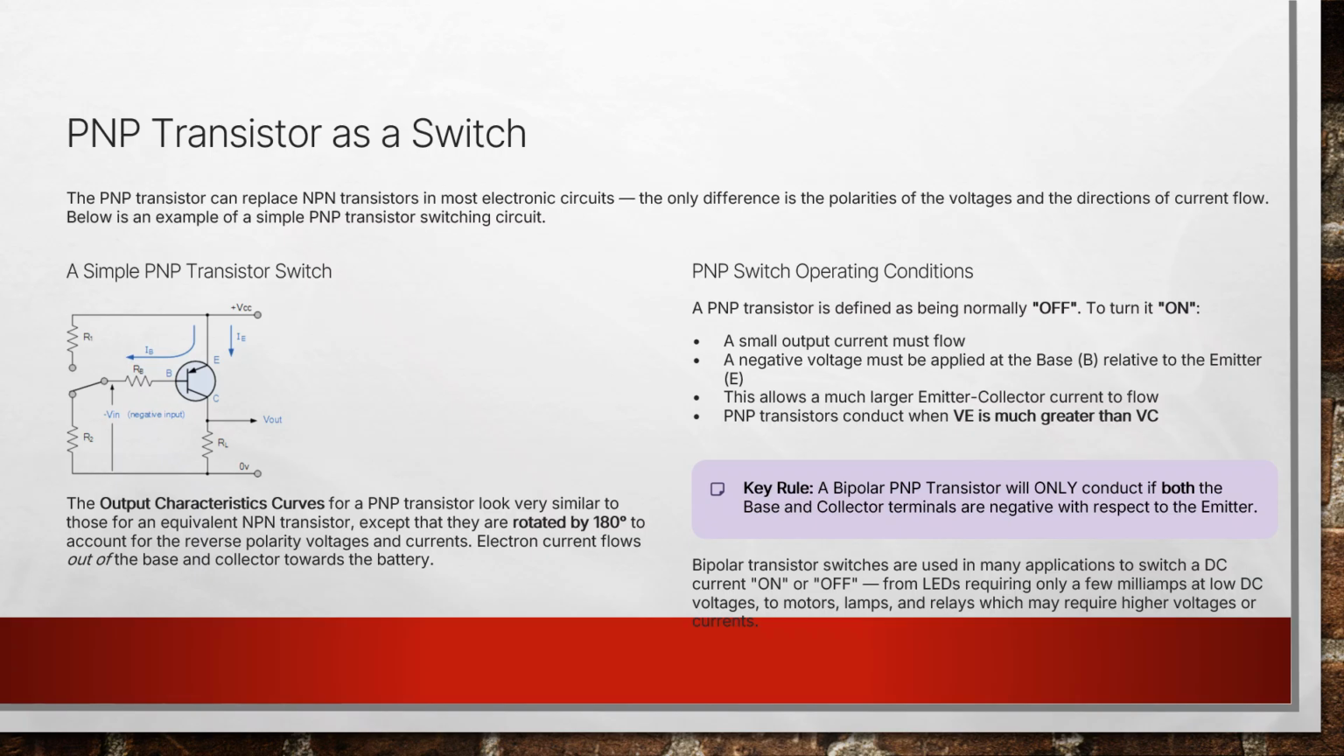PNP transistors conduct when VE is much greater than VC. Key rule: a bipolar PNP transistor will only conduct if both the base and collector terminals are negative with respect to the emitter. Bipolar transistor switches are used in many applications to switch a DC current on or off, from LEDs requiring only a few milliamps at low DC voltages, to motors, lamps, and relays which may require higher voltages or currents.